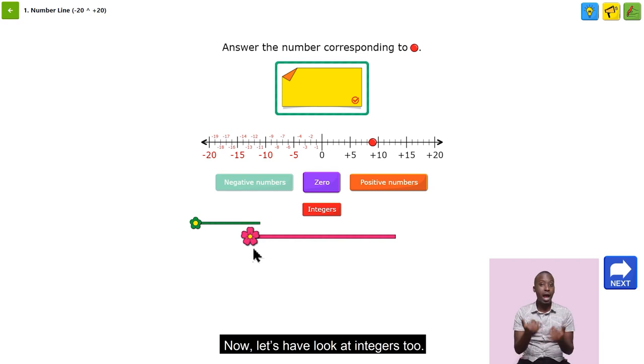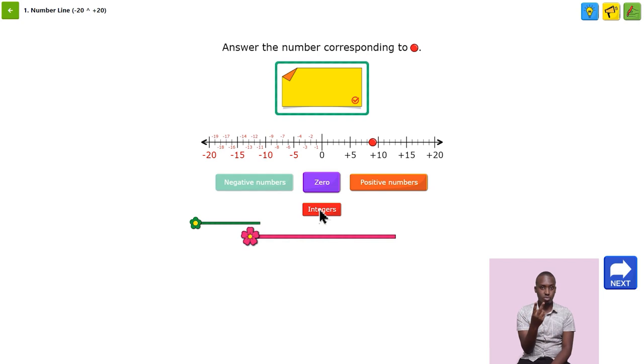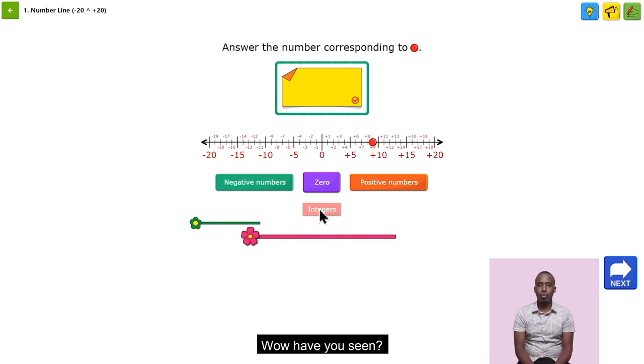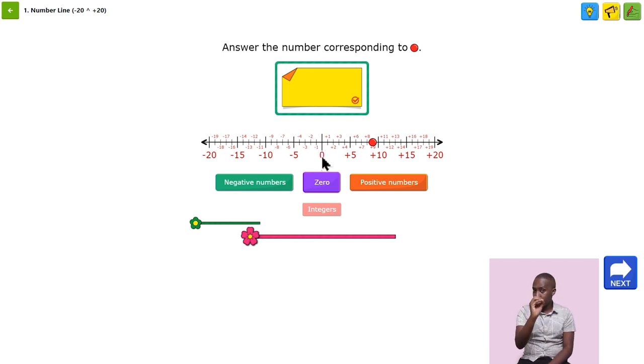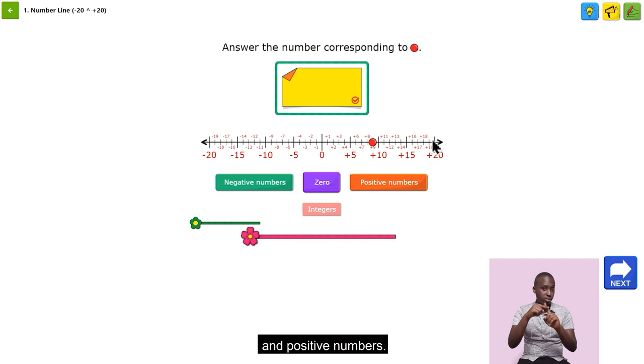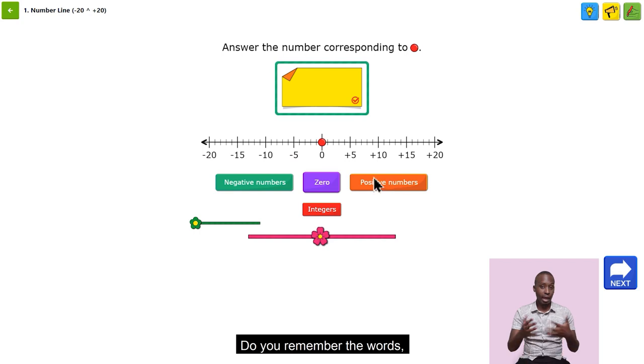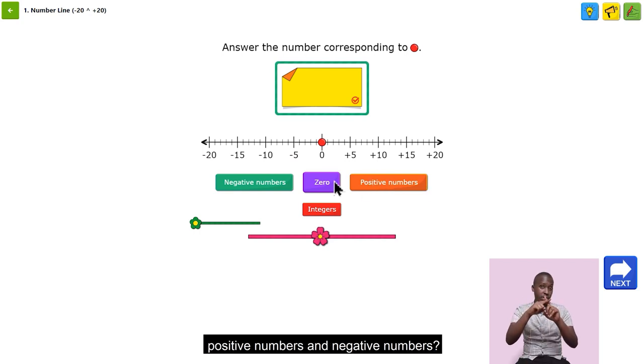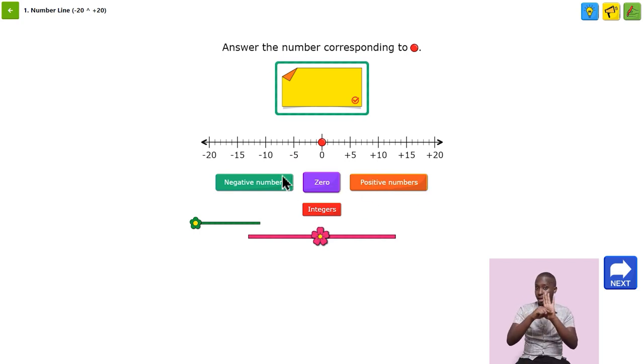Now, let's have a look to integers too. Wow, have you seen? Negative numbers, 0, and positive numbers, all are integers.